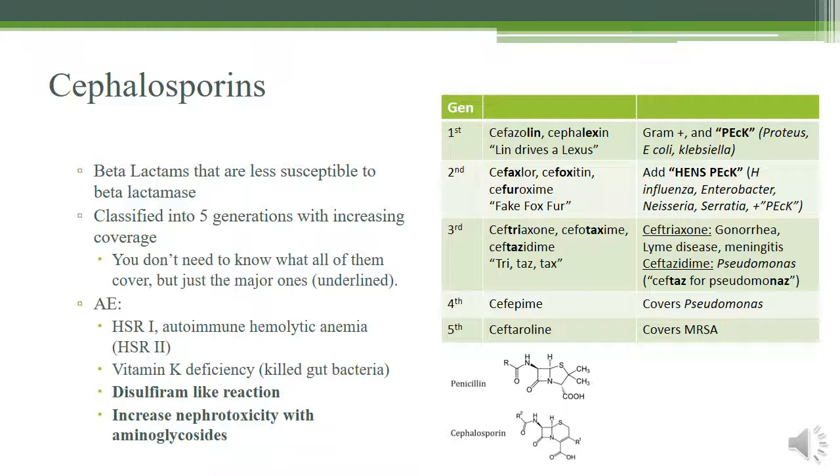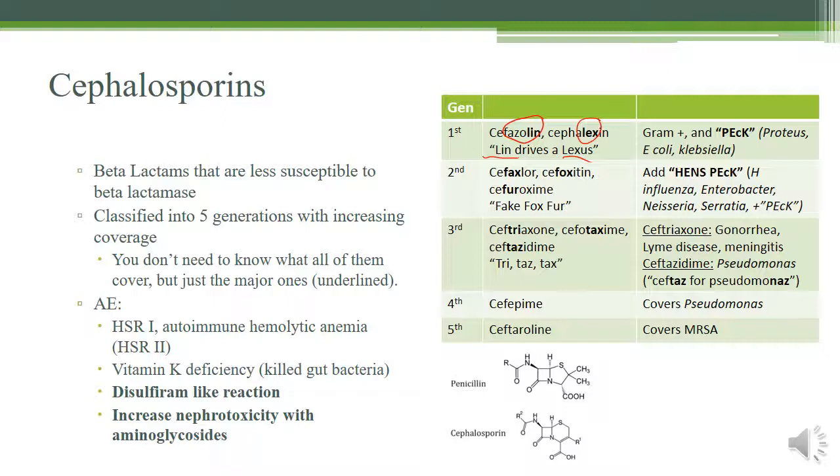And I've underlined some of the major ones and what you need to know about them. So for the important ones, just knowing the generation that they're in can help you out a lot. Like cefazolin and cephalexin. I just remember that as Lin drives Alexis.